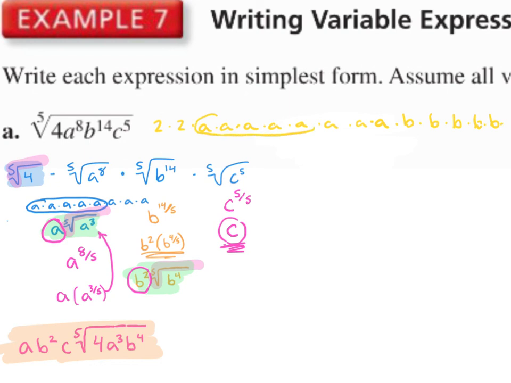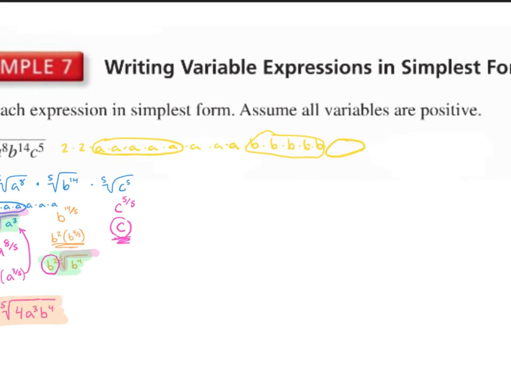So if it's easier for you to see writing it all out and circling our groups, do it that way. If it's easier for you to just divide, then do it that way. Whatever is easier for you. Either way works.